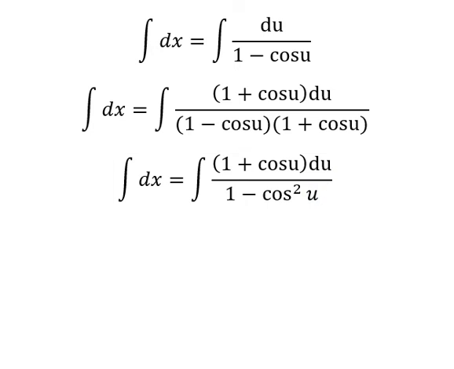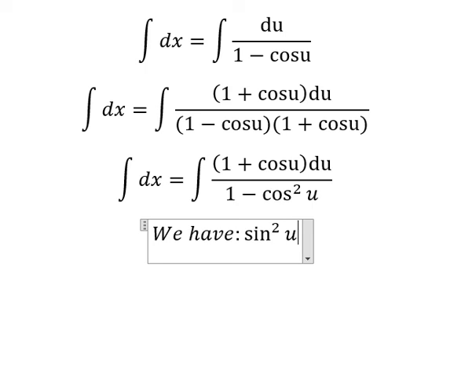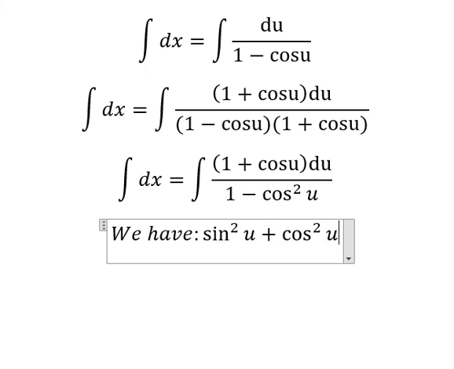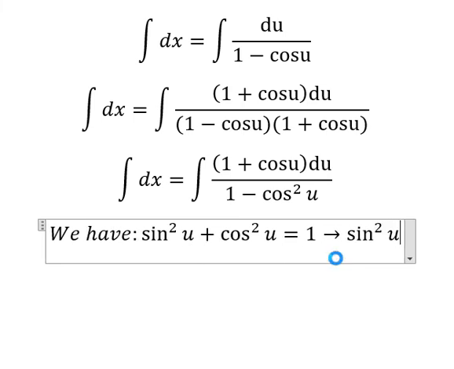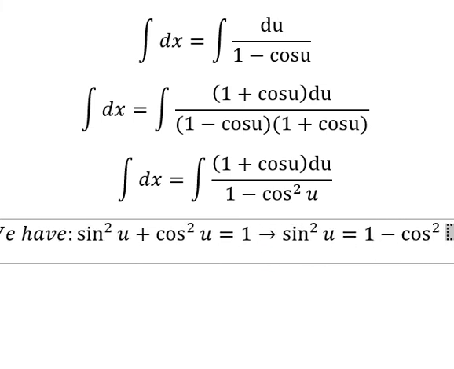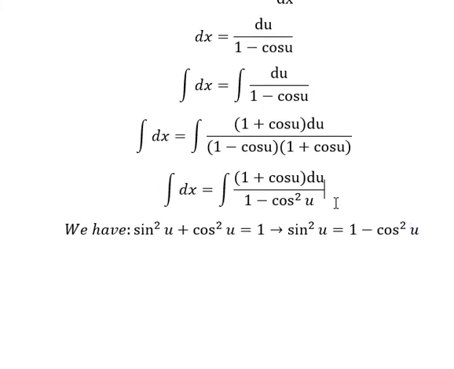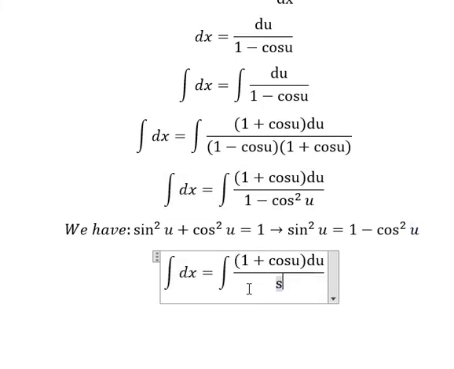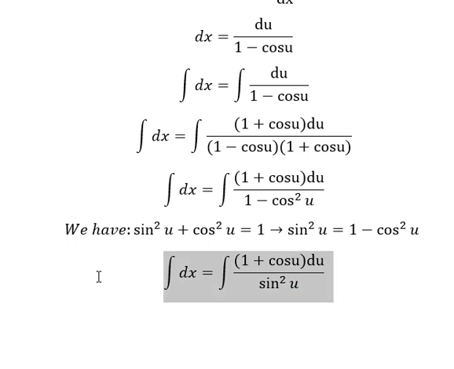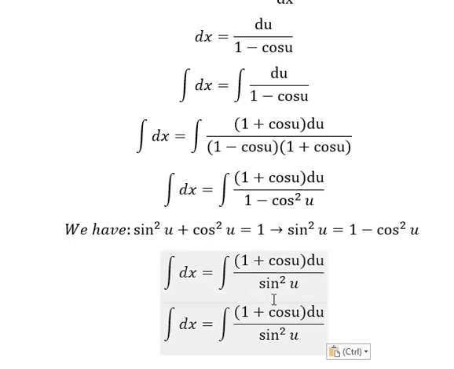And now we have the formula in here. Sine u squared plus cosine u squared equals 1. We see that this one I can put on the right, and we have sine u squared equals 1 minus cosine u squared. And now we need to change this one into sine u squared. So we have 1 over sine u squared and cosine u divided by sine u squared.